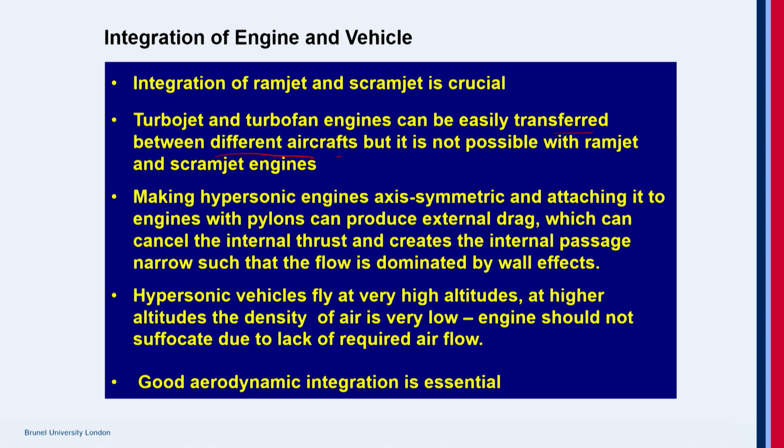The main reason is that you can't really hold it with pylons, and at that speed the boundary layers will not be favorable. It will really bring down the aircraft. So that's what it says. Making hypersonic axisymmetric and attaching it to engines with pylons can produce external drag, which can cancel the internal thrust and create an internal passage so narrow that the flow is dominated by wall effects.